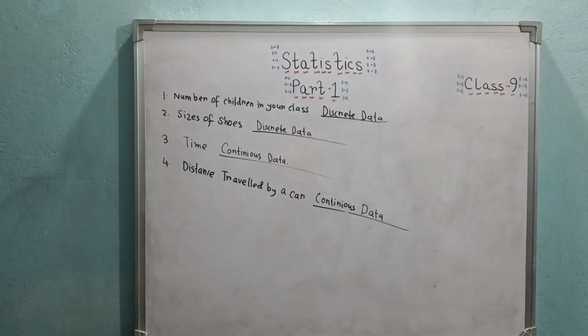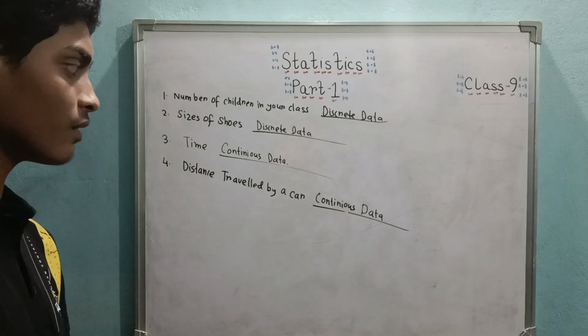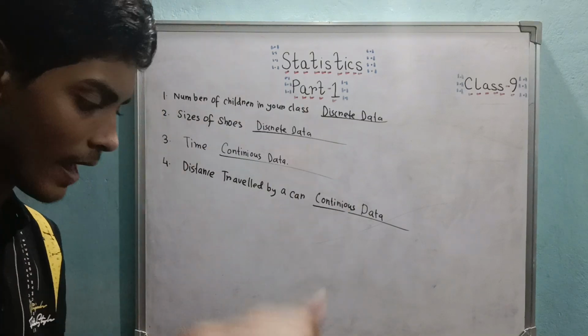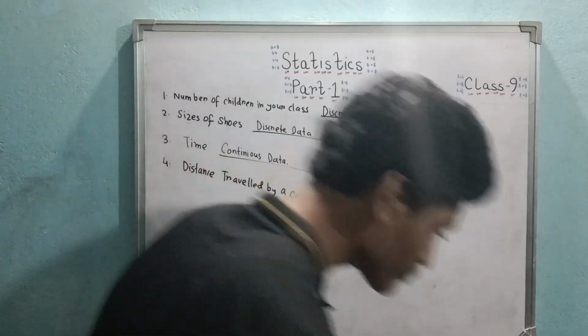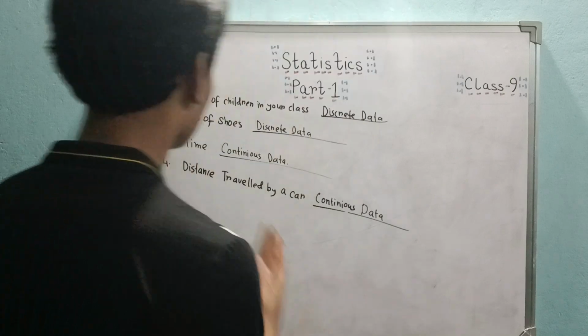Still, I'm trying. So, distance traveled by a car, I already told you. This is all about discrete and continuous data. Continuous means a range of values. Discrete means a single accurate value. This was the first part. You got this, I hope.